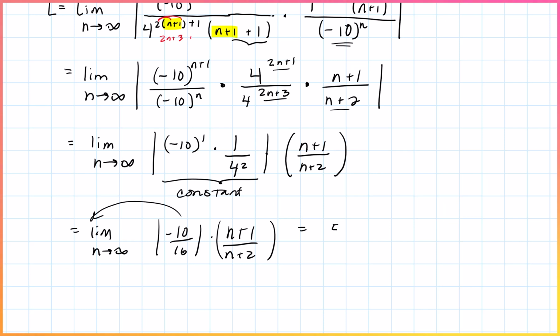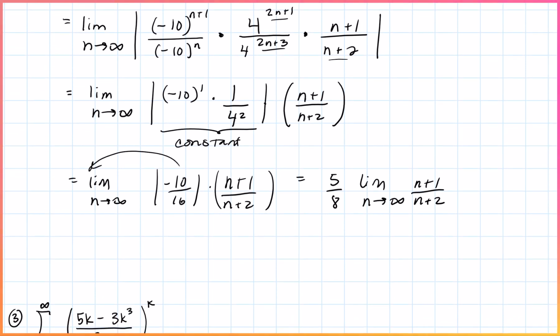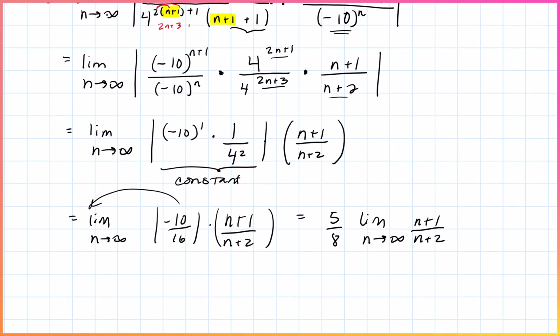It's just a constant, so that is just positive 5/8 times the limit as n approaches infinity of n plus 1 over n plus 2, which is infinity over infinity. If we wanted to use L'Hopital's rule, we could. There are lots of ways to do that actually. But we could apply L'Hopital's rule, still have that constant 5/8, and then we're just taking the limit as n approaches infinity of 1 over 1, which of course is just 1, and that result becomes 5/8.